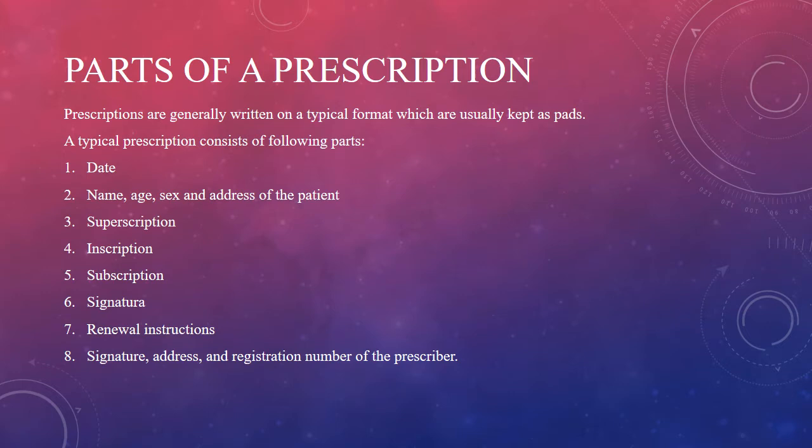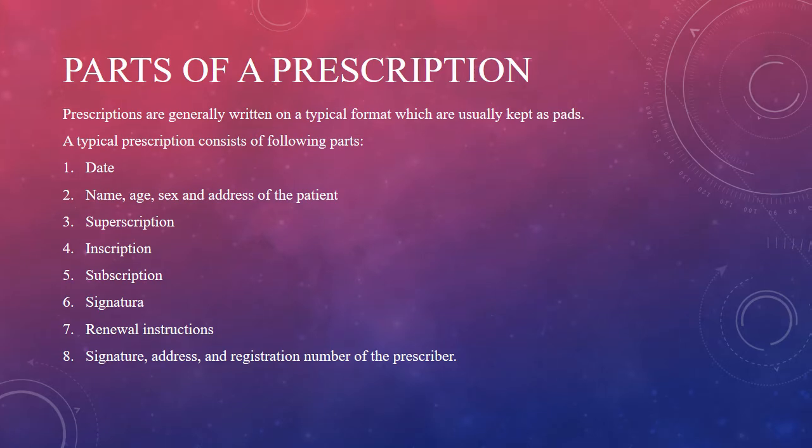Next topic is parts of prescription. The prescription has various parts. They are generally written on typical format which are usually kept as pads. The parts are: first is date, second name, age, sex and address of the patient, third superscription, fourth inscription, fifth subscription, sixth signatura, also written as sign, seventh renewal instructions, eighth signature, address and registration number of the prescriber.